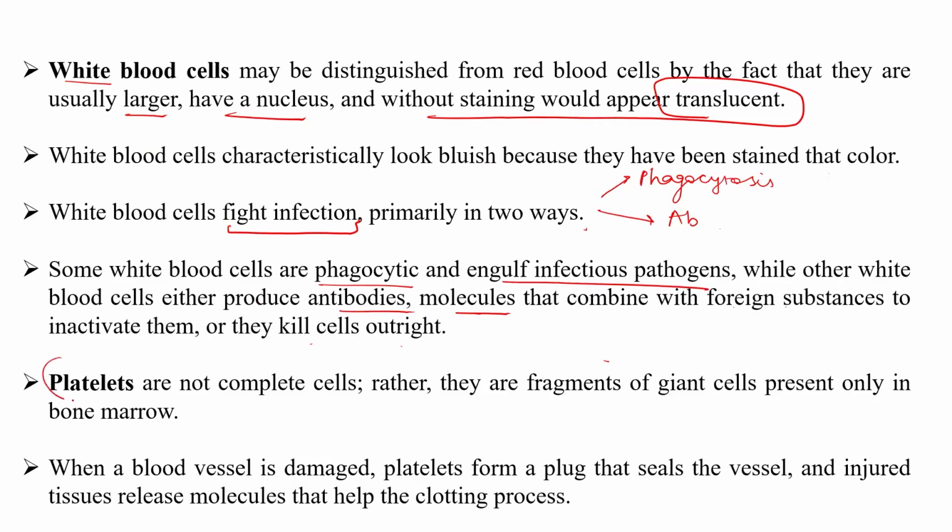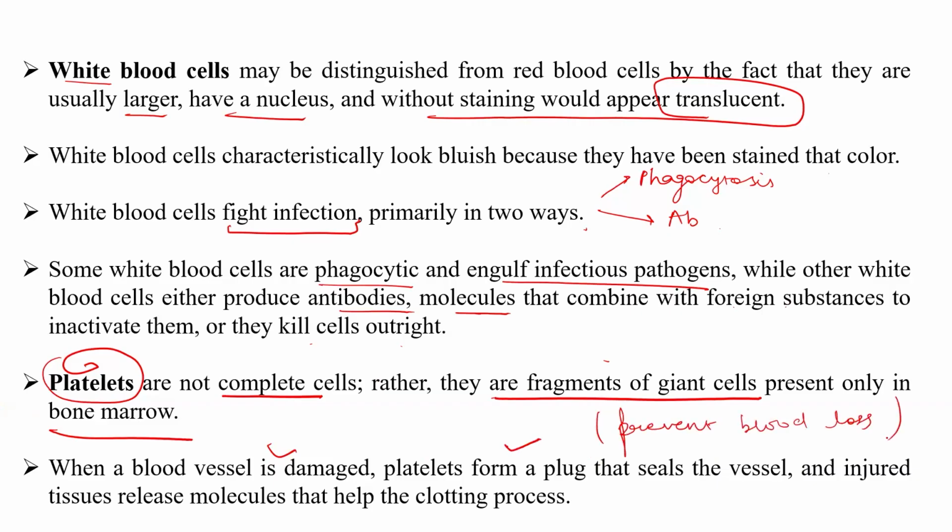The next composition of the blood cells is the platelets. Platelets are not complete cells, rather they are the fragments of giant cells which are present only in the bone marrow. When any blood vessel gets damaged, platelets form a plug that seals the blood vessel. Therefore, the main function of the platelets is to prevent blood loss.